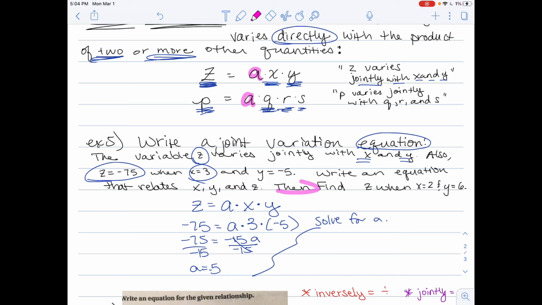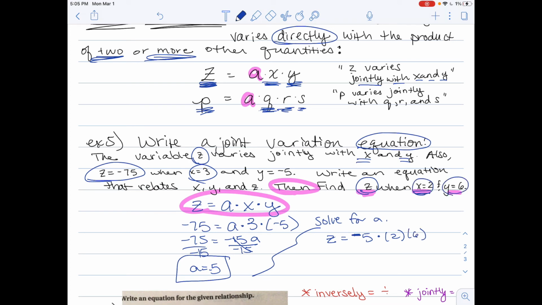Then here comes our second part, find z when x is 2 and y is 6. So we're going to go back to our original equation right here. So we're looking for z when x is 2. So remember, we just found a is negative 5. And then we know x is 2 and y is 6. So let's solve for z. Negative 5 times 2 is negative 10, times 6 is negative 60. And there is our answer.